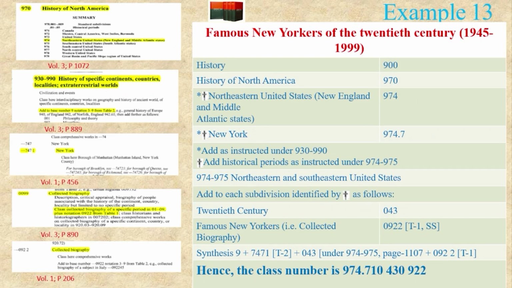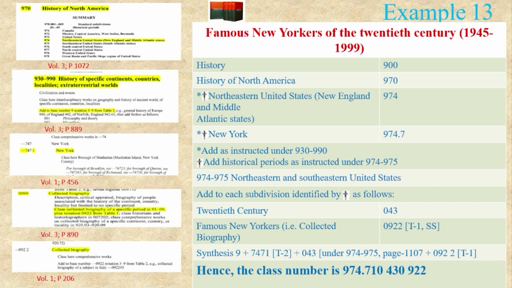Now learners, come to another example: the famous New Yorkers of the 20th century. The time period covers 1945 to 1999. So first identify the key elements. First, geographic focus, that is New York. Then time period, 20th century, which covers 1945 to 1999 in the title of the document.